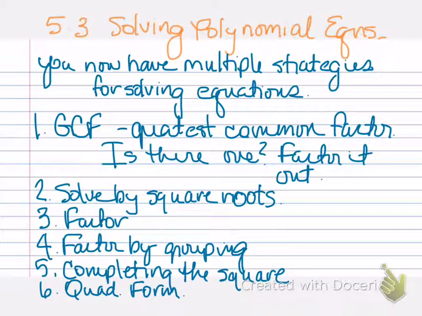So the first thing in 5.3 that I really want you to think about is that you now have a bunch of strategies for solving equations. You can take out the greatest common factor. You can solve by square roots. You can do simple factoring, right, when you have ax squared plus bx plus c. If a equals 1, then you can just factor that easily. You can do factor by grouping, completing the square, or the quadratic formula.